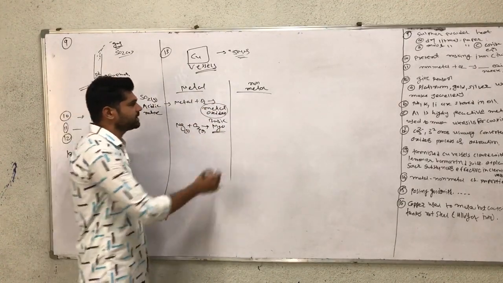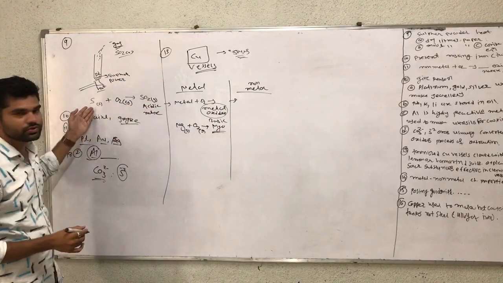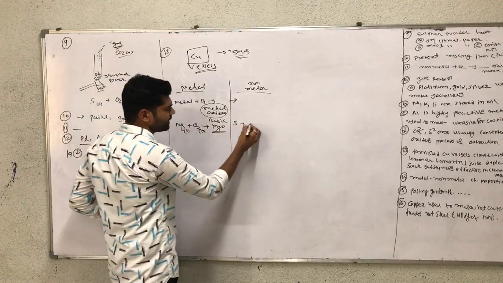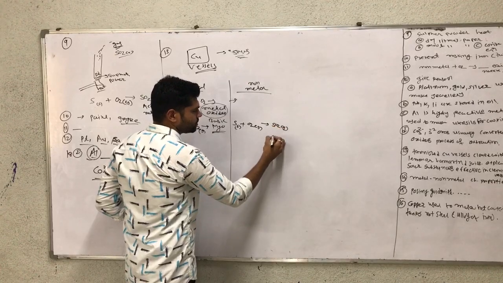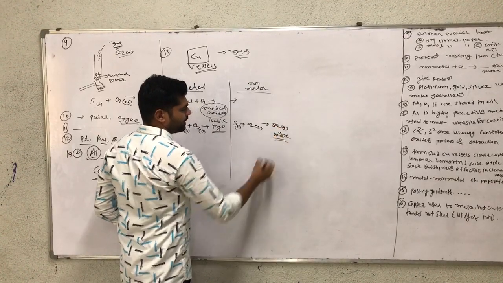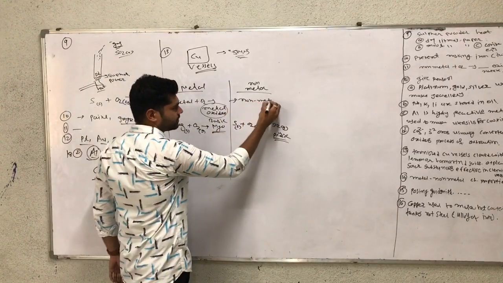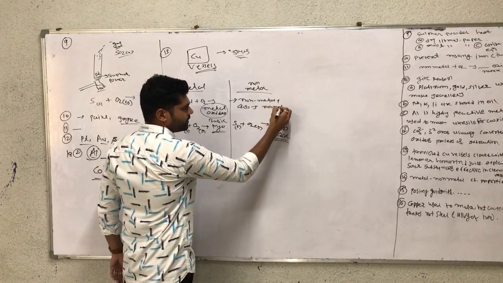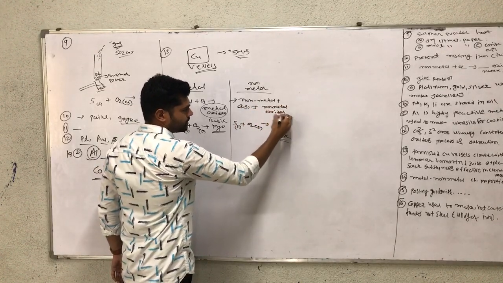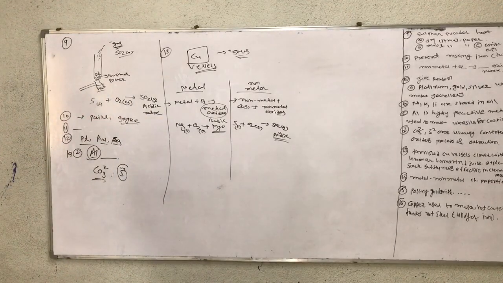In a similar way for non-metal, first use the non-metal sulfur, solid state, in the presence of air to produce SO2 gas, and the nature of SO2 gas is acidic. So non-metal plus O2 gas produces non-metal oxide, and the nature of this non-metal oxide is acidic.